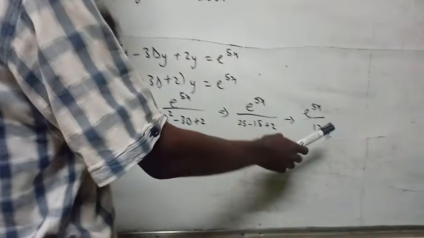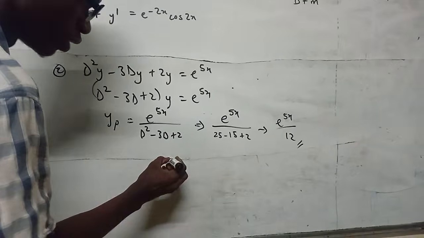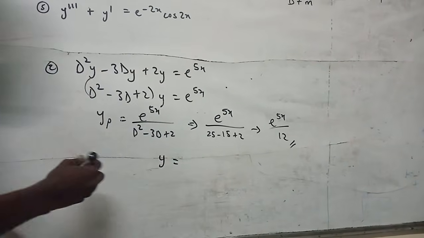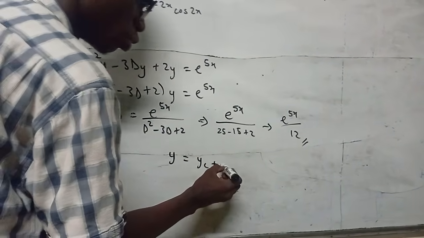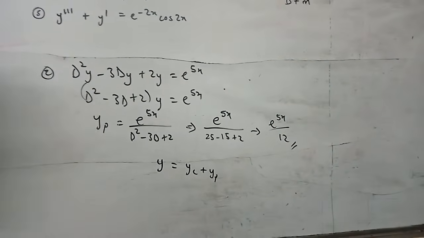So that's the solution for y. Don't forget, this is y particular. You can first find your yc. So our general solution will now be, if they say find the general solution, y equals yc plus yp. This one is yp. So you can find your yc on your own.